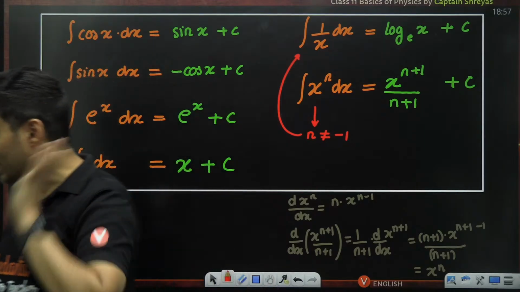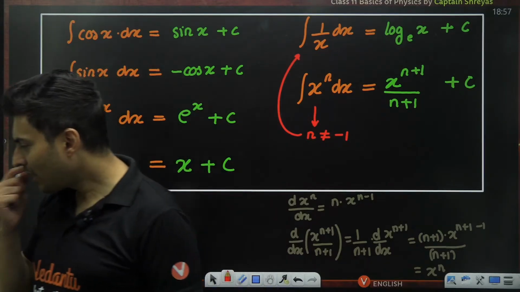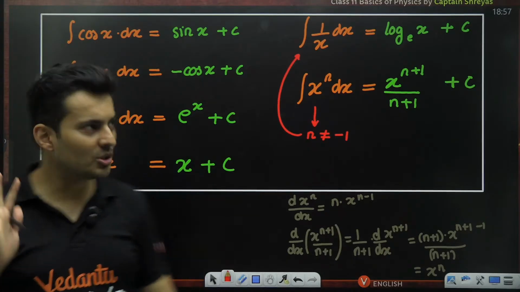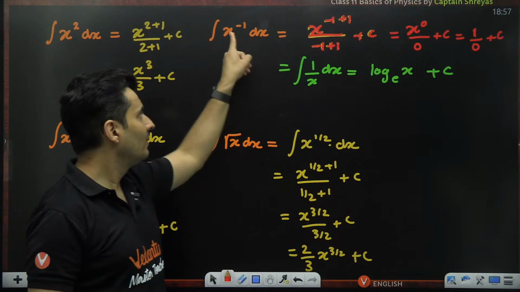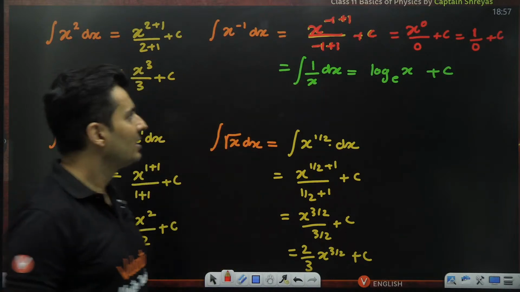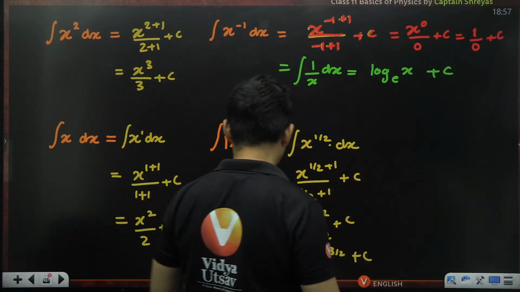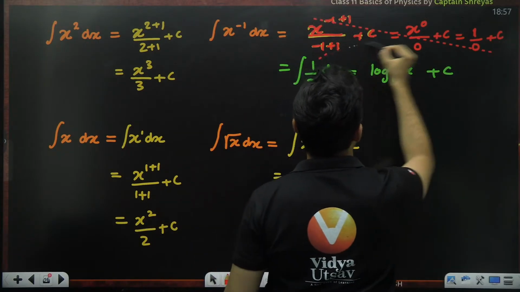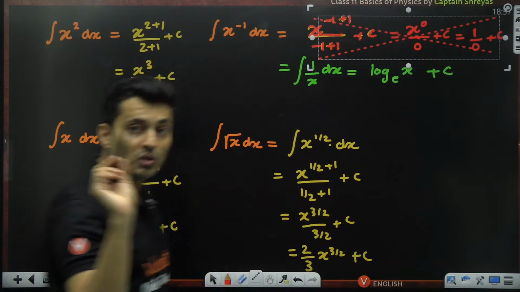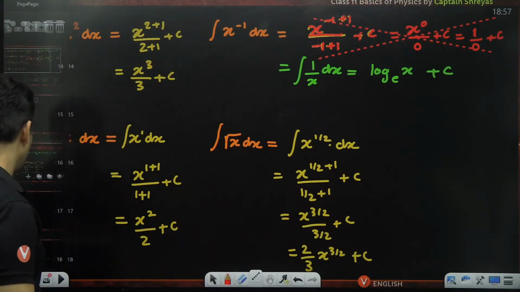Okay? Is that clear, everyone? Understood? So only for negative 1, do not use this formula. When n is negative 1, use 1 by x. So whatever I have done over here is not correct. Never ever do it. I deliberately did it so that you see your mistake.